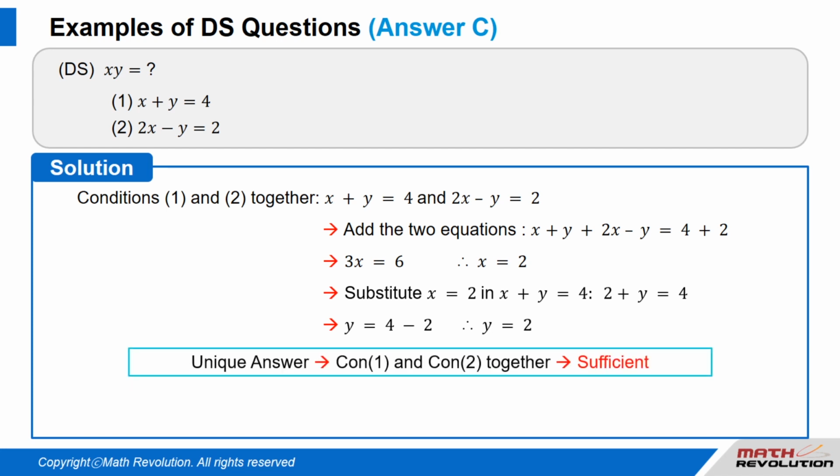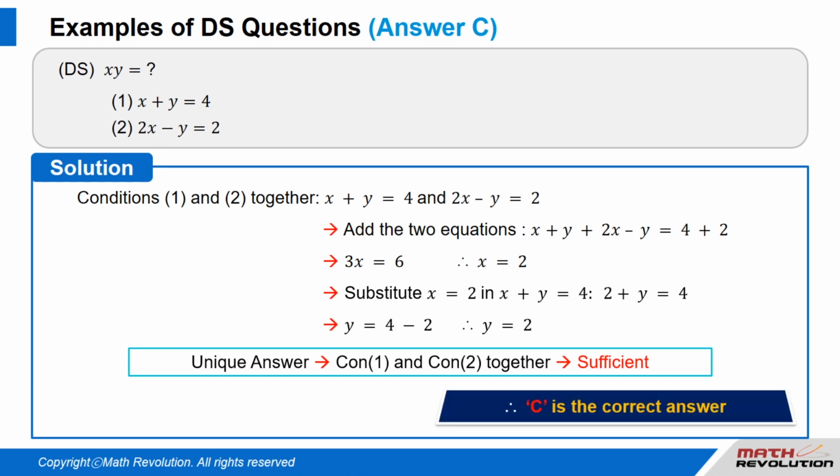Since we can get the unique solution of x equals 2 and y equals 2, both condition 1 and condition 2 together are sufficient. Pay attention to the reason why C is the answer. This is a great example. So C is the correct answer. Answer C.